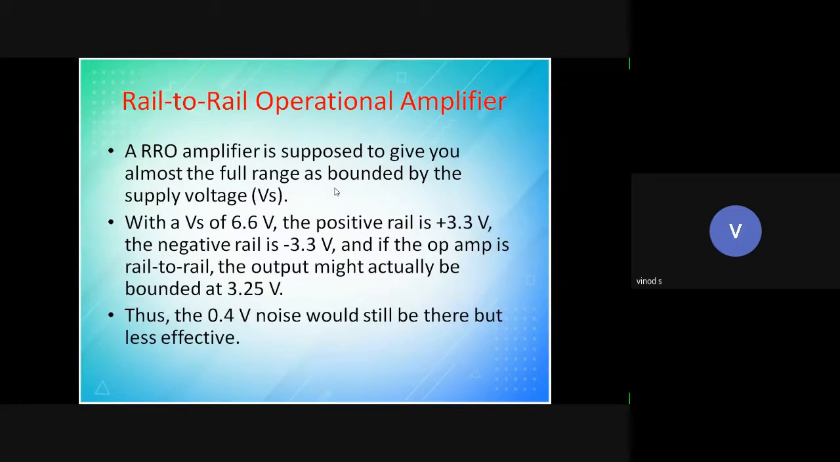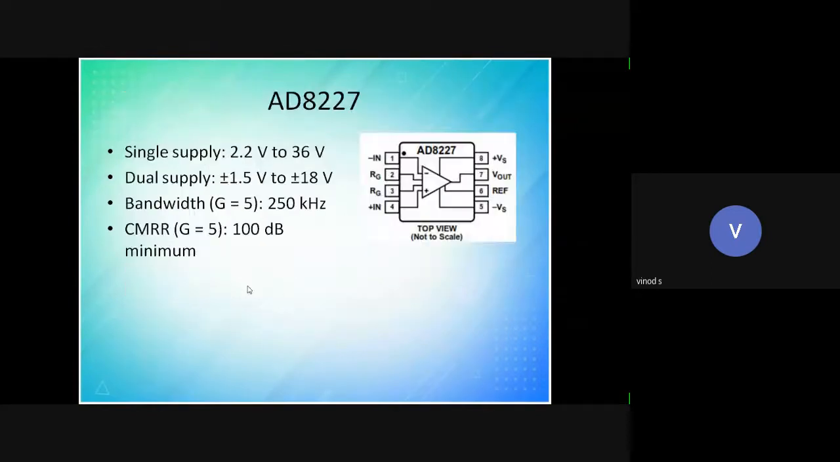And if an op amp is rail to rail, the output might actually be bounded to 3.25. That is what I told. A small cushion will be provided, because any variation on input should not affect. So we will take it as 3.25. Thus, a 0.04 noise should still be there, but less effective.